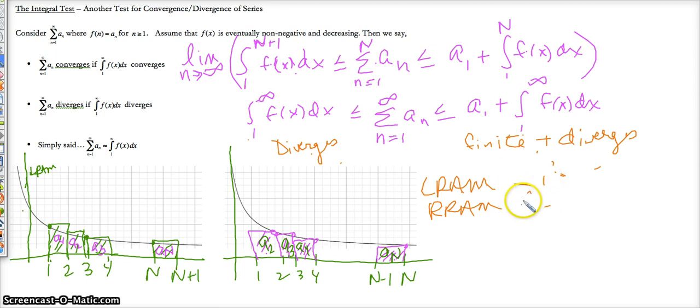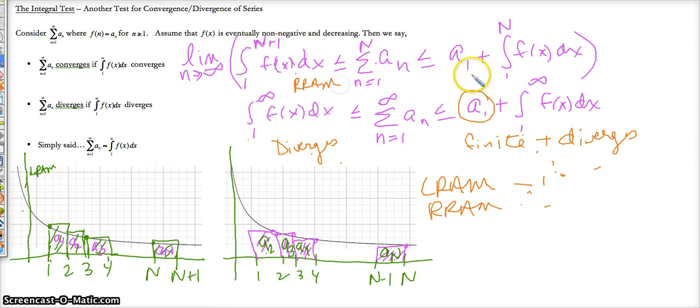Now you're saying to me, well, LRAM loses the last term. We're never going to lose terms because this thing goes on forever and ever. And RRAM is simply the first guy that gets kicked out of the picture, which is him right here, which is finite, right? So finite plus diverges is diverges. Finite plus converges, converges.